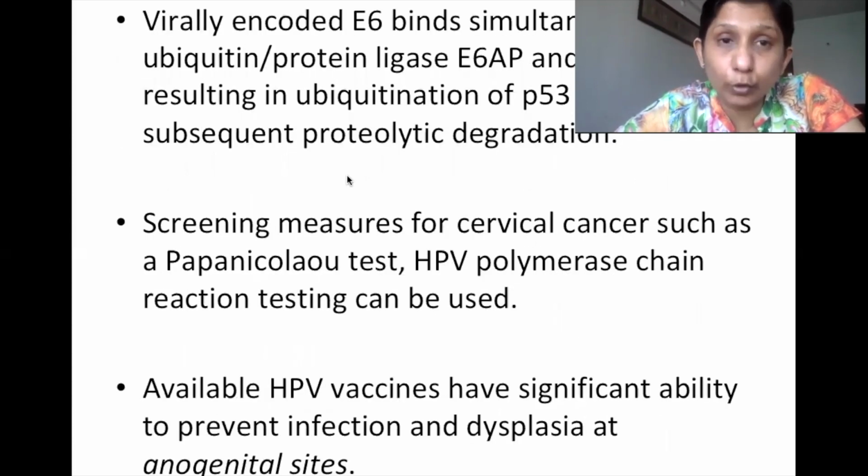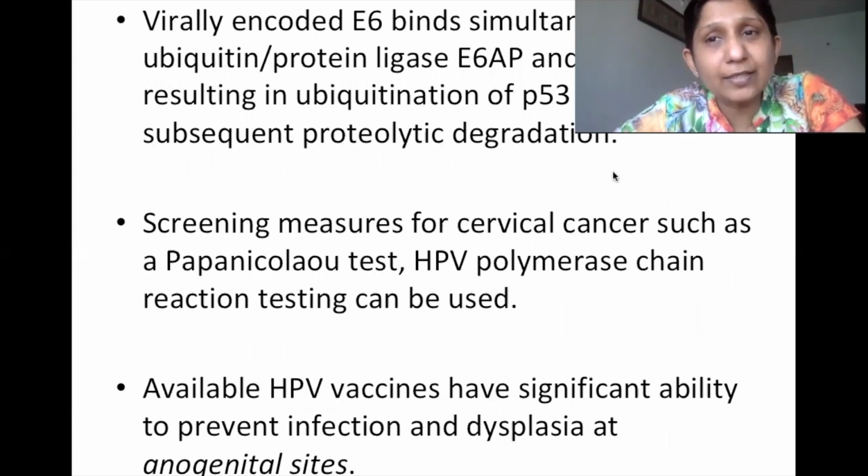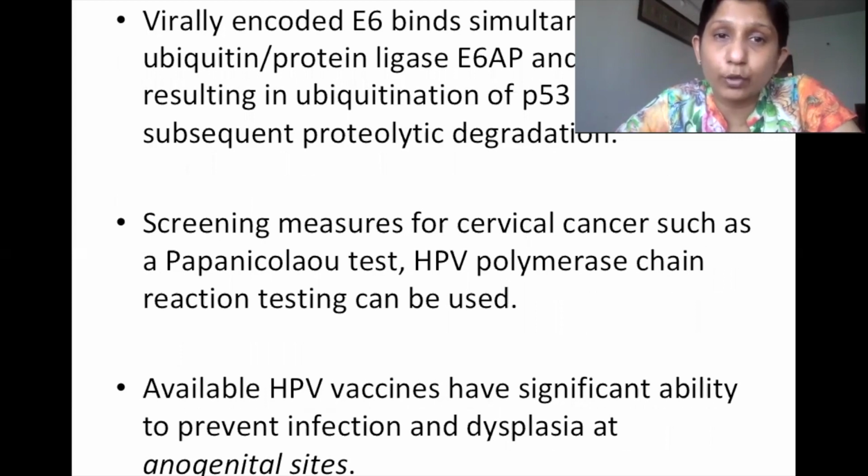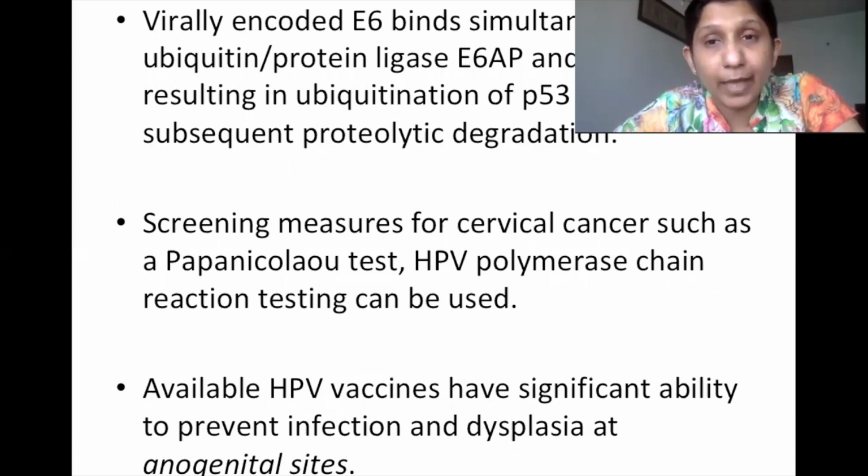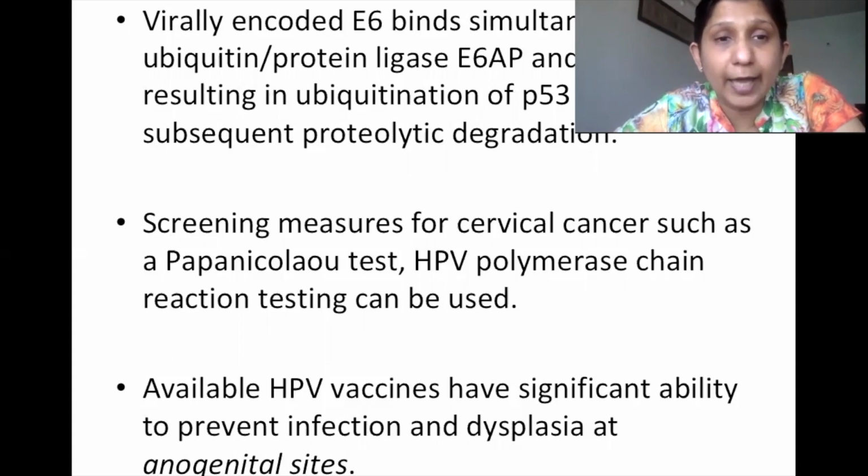So what does the HPV do? HPV has a lot of virally encoded proteins, early proteins, E6, E7. They bind simultaneously to the ubiquitin protein ligase E6AP and P53, resulting in ubiquitination of P53 and its subsequent proteolytic degradation. So that's the pathogenesis, as in how the HPV is going to work.